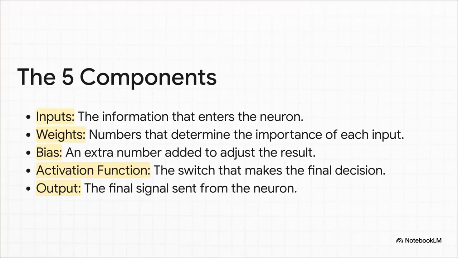So, you've got your inputs, which is just the raw data coming in. Then you have weights, which are super important. They tell the neuron what data to pay attention to. The bias gives the result a little nudge one way or another. The activation function is the final boss. It makes the big decision. And finally, you get the output, the message it sends out. Now let's zoom in on a couple of the coolest parts, the bias and the activation function.